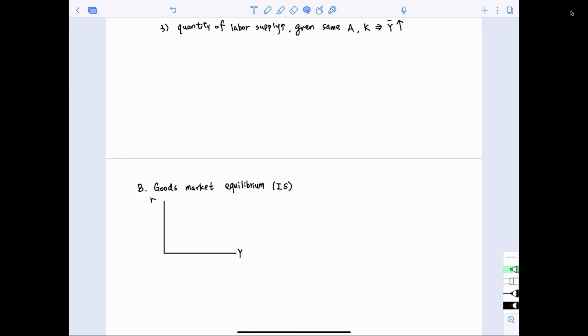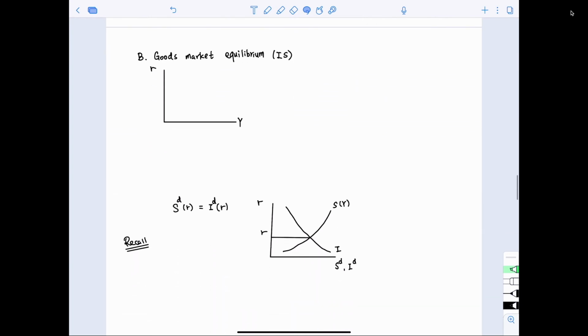Now let's take a look at the building blocks for the goods market equilibrium under the Keynesian analysis. Again, we want to draw the goods market equilibrium in a diagram with R on the vertical axis and Y on the horizontal axis. If we recall what we learned for the goods market equilibrium, the goods market equilibrium is the equating of savings and investment. The saving curve slopes upward and the investment curve slopes downward. The real interest rate equating savings and investment will be the equilibrium for this market.